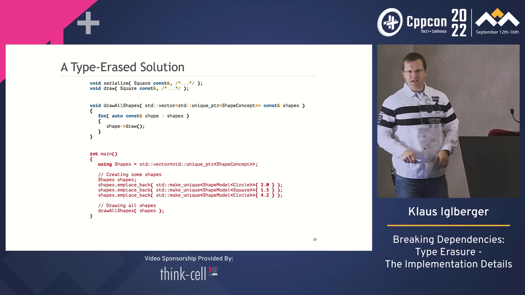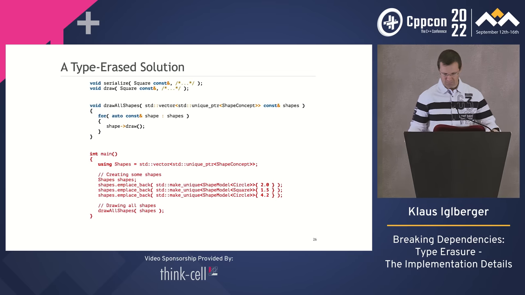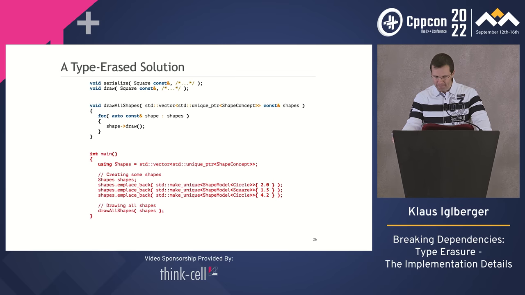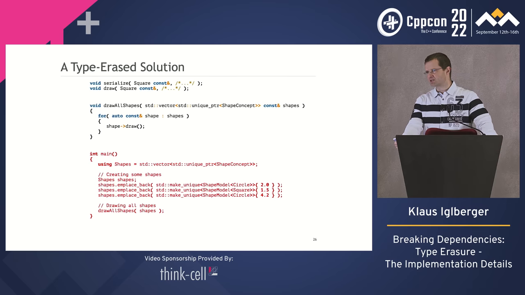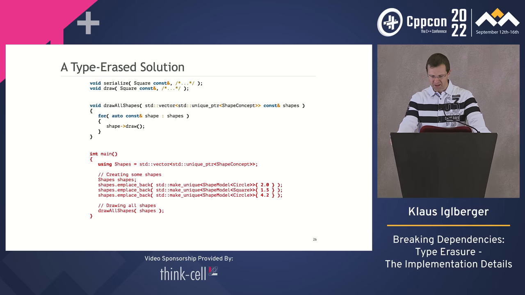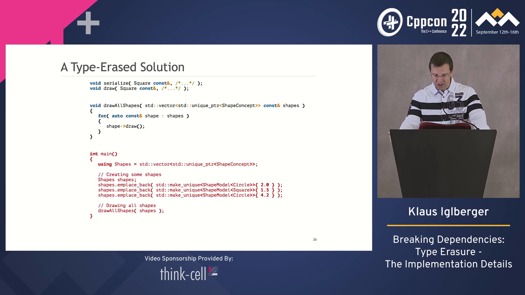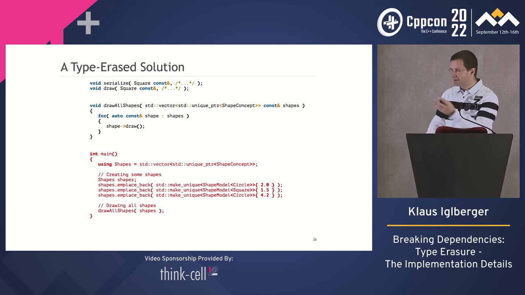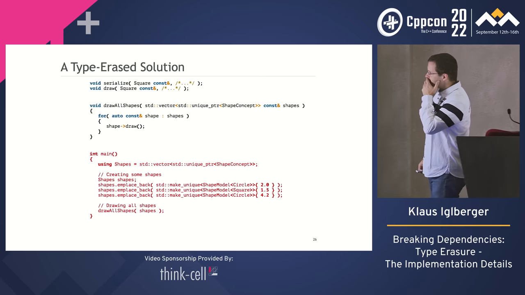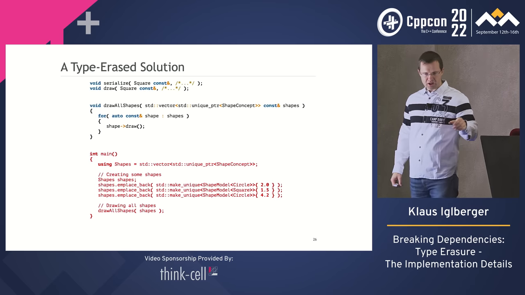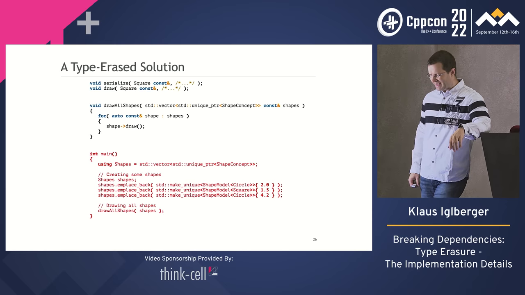It just doesn't leave you particularly satisfied yet. Because, to be honest, this looks classic. And with classic, I mean, it does look a little bit like this Gang of Four style from 1994. There's a lot of pointers. There is a lot of individual little allocations. And a lot of virtual functions, a lot of base classes floating around. It's not beautiful.